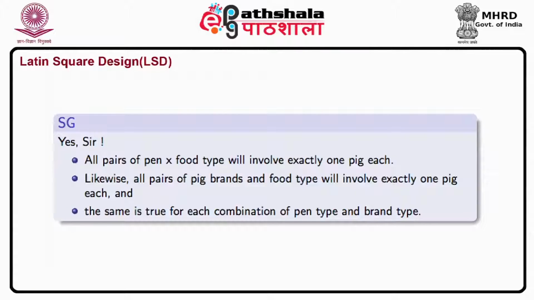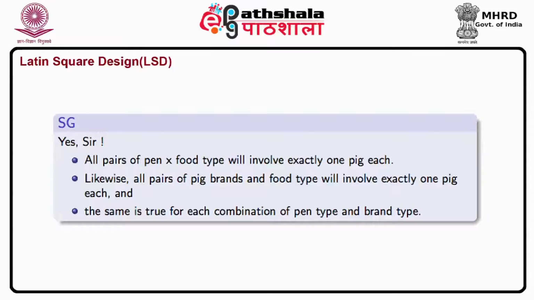So let's go back and try to see again. You are saying the rows represent the pens, the columns represent the food types. So there are 6 different pens, 6 different food types, and the 36 pigs are put here, and A, B, C, D, etc. represent the different treatments that you are trying to compare. Yes, sir. So that is how you get a Latin square, where all cross types come exactly once.